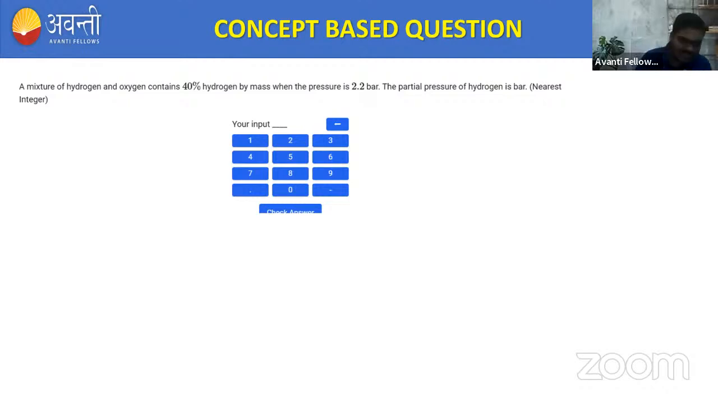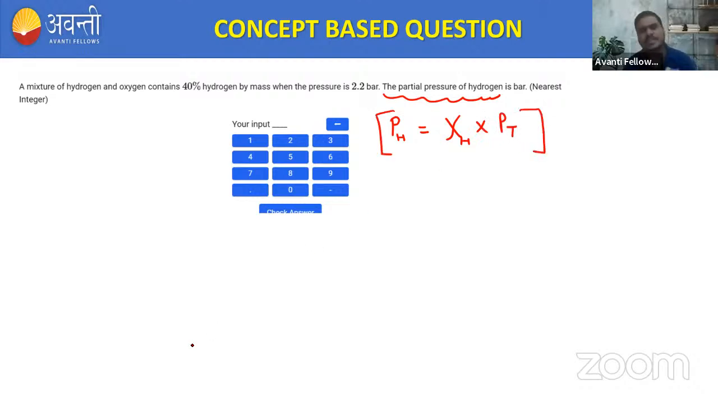ठीक है, चलो तो देखते हैं फटाफट. Mixture of hydrogen and oxygen. So we have a mixture of two things, that is hydrogen and oxygen. So we have to calculate the partial pressure of hydrogen. तो सबसे पहले जिसको निकालना होता है, always write the formula for those compounds. So we have to calculate the partial pressure of hydrogen only, na? So partial pressure of hydrogen is nothing but equal to mole fraction of hydrogen multiplied by total pressure. ठीक है, यही तो है फॉर्मूला. पार्शियल प्रेशर ऑफ हाइड्रोजन इज नथिंग बट मोल फ्रैक्शन ऑफ हाइड्रोजन इनटू टोटल प्रेशर.